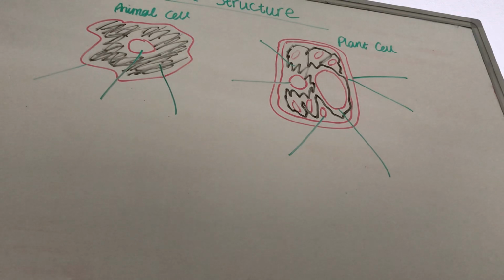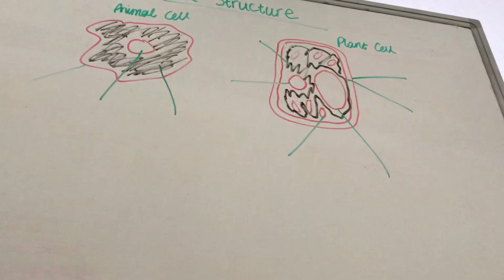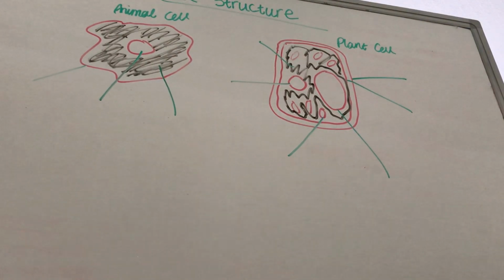So what we've got here, we have got the two main types of cells. This is the animal cell here and this is the plant cell here. First of all, I'm just going to go over what cells are.